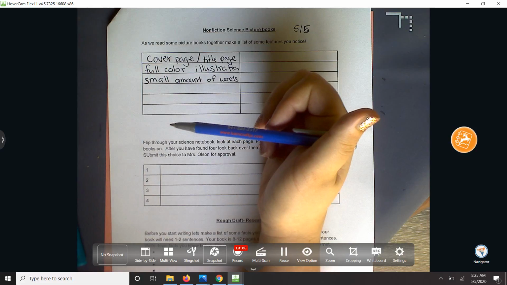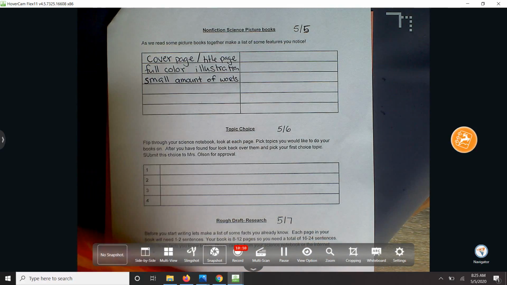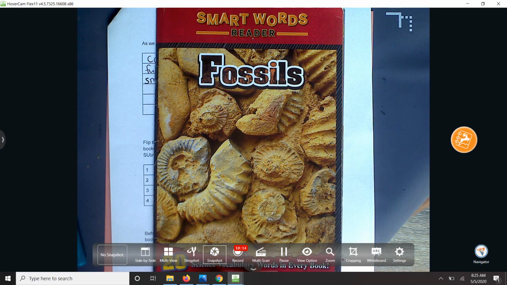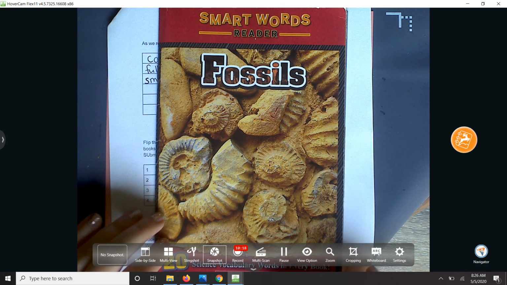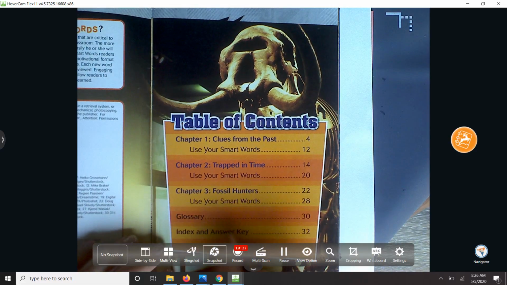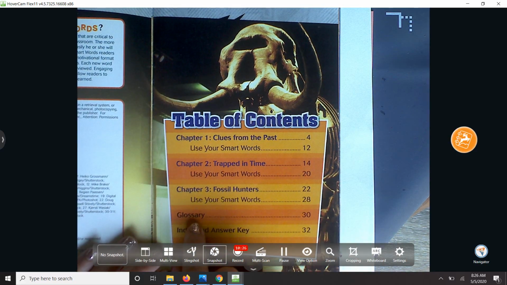Okay. The next book we're going to read is also kind of about dinosaurs, but this one's called Fossils. You'll notice this book's also not super long. Okay. Here we go. Fossils. This book has a table of contents. That's really common in science books. You could put a table of contents.